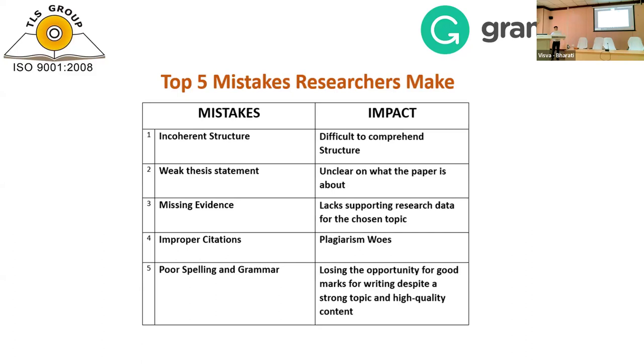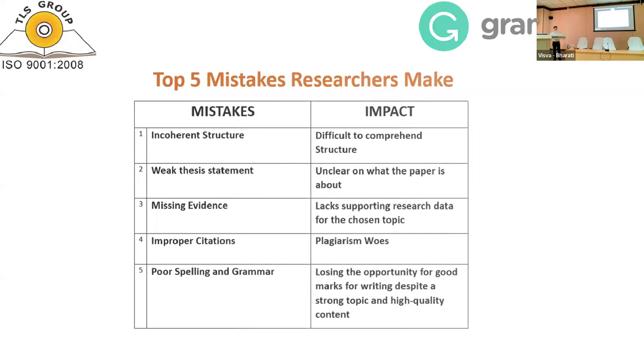Number one, incoherent structure. The impact you can see, it is difficult to comprehend the structure. Weak thesis statement. It is unclear what the paper you're working on or writing is about. Missing evidence, lacking supporting research data for the chosen topic. Improper citation, again, very important. This is where plagiarism happens, unintentional plagiarism, right? And at the grassroots level of your writing, poor spelling and grammar. The impact you can see, losing the opportunity for good marks for writing despite a strong topic and high quality content.